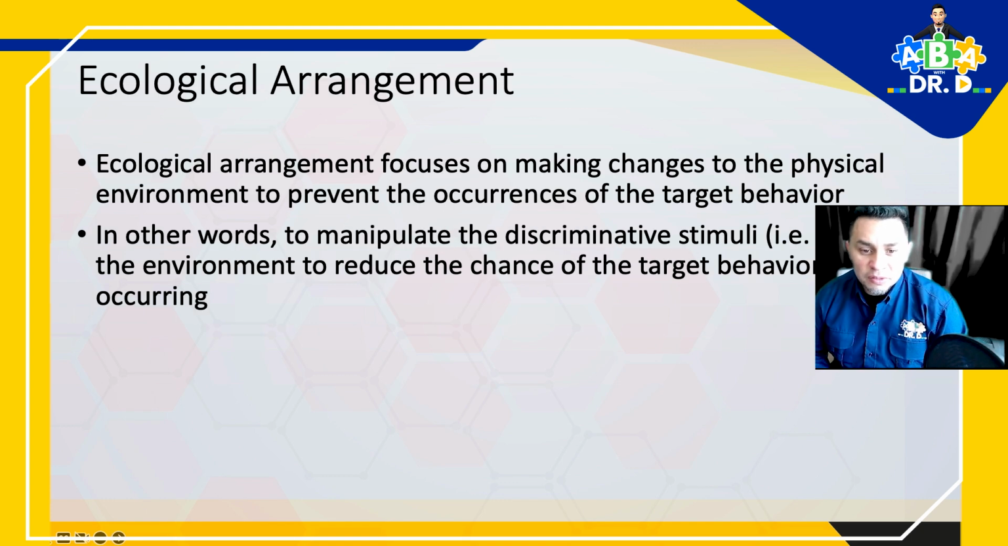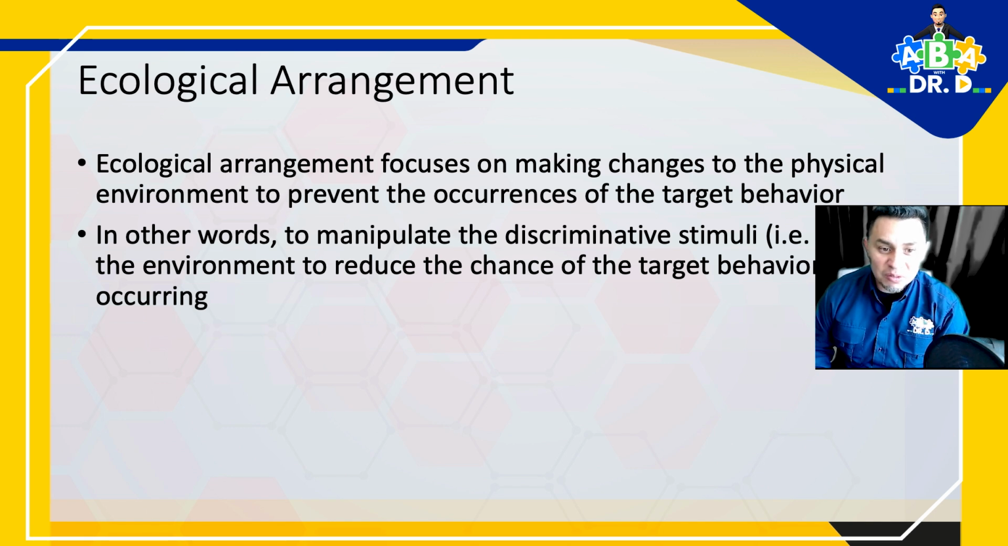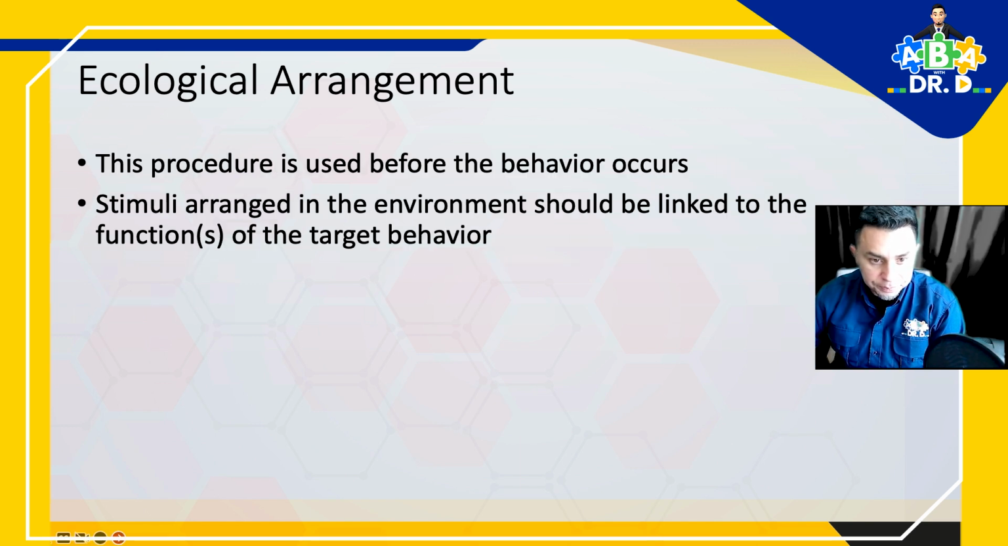So first of all, let's define what ecological arrangement is. Ecological arrangement focuses on making changes to the physical environment to prevent the occurrences of the target behavior. This is a very important statement because here we're trying to prevent or reduce the likelihood of problem behaviors occurring, okay? In other words, to manipulate the discriminative stimuli or SDs in the environment to reduce the chance of the target behavior from occurring. This is an antecedent-based intervention, and that is why we're talking about reducing the likelihood or preventing these particular behaviors, okay? This procedure is used before the behavior occurs, okay?